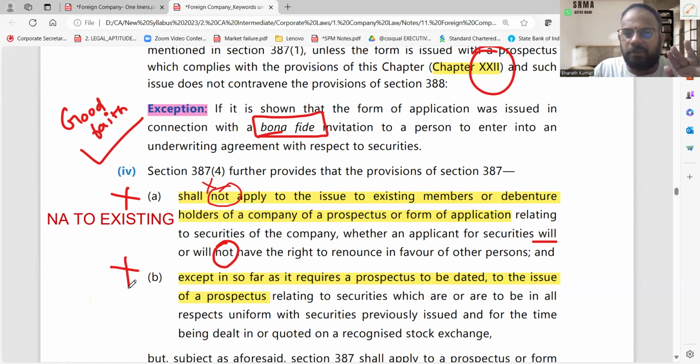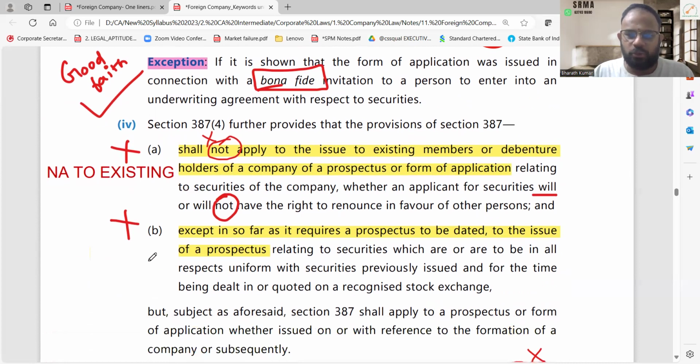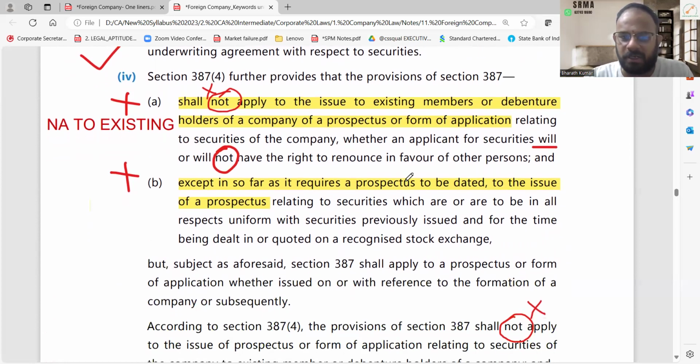It shall not apply to the issue of existing members or debenture holders of prospectus, because we have already done it. Correct? Existing holders, existing members, debenture holders, don't give. Second, the issue of prospectus should be already dated, and if it is already dated, don't worry about it. If it is dated, you will not bother about the other securities to be done, because you would have already given it to the recognized stock exchange.